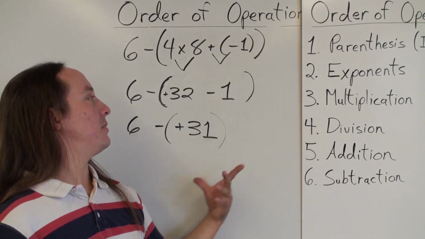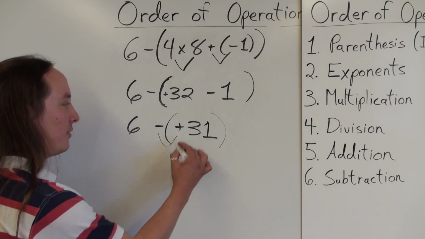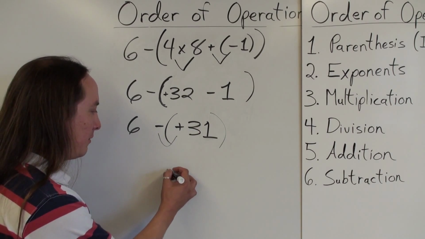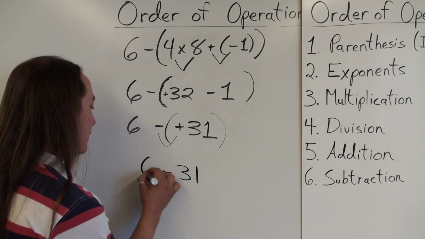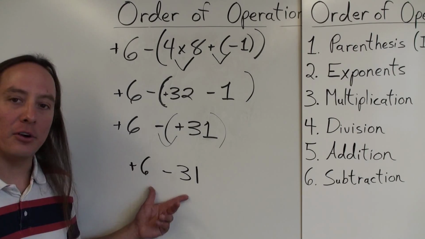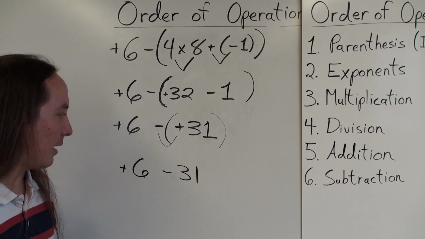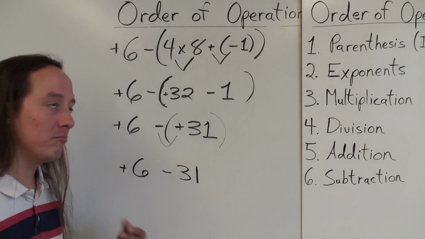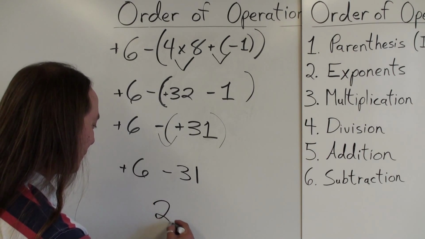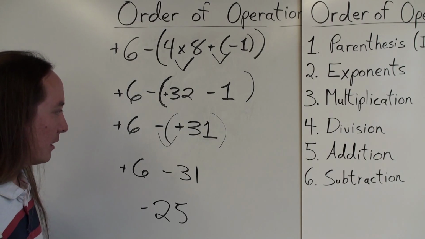Do I have any exponents left? No. Do I have multiplication? Yes, I do. I have a multiplication of signs because 31 can't have 2 signs. So we multiply the signs. Negative times positive is a negative. And then the 6 has always been positive. So 6 minus 31. Different signs, you subtract them. Larger number wins the sign. So it's going to be 25. Negative 25.